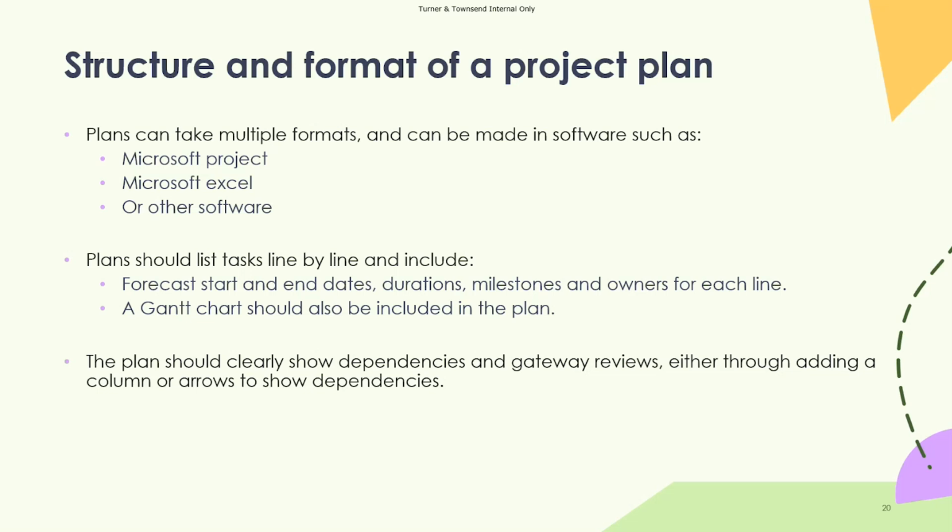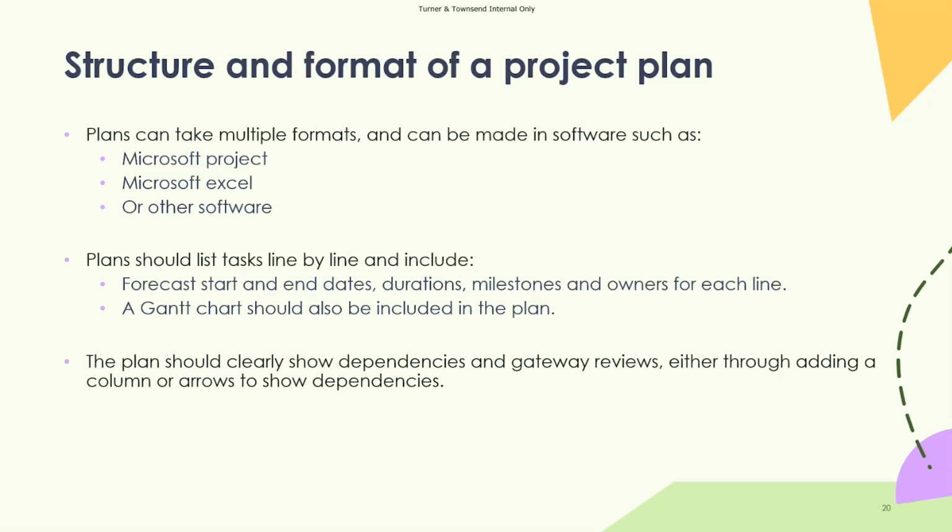When you're thinking about a project plan, it should list tasks line by line and include the forecast date for starting, the end date, the duration the task is going to take, how that task relates to milestones that you're looking to achieve, and making sure people responsible for each of those tasks have been assigned. And usually you can do this in a Gantt chart. As I said, it's not the only way to pull together a project plan, but you can include it in a Gantt chart. The plan should also show clear dependencies and gateway reviews, either through adding columns, where one column says task 1 is related to task 2, or task 3 is related to task 15.